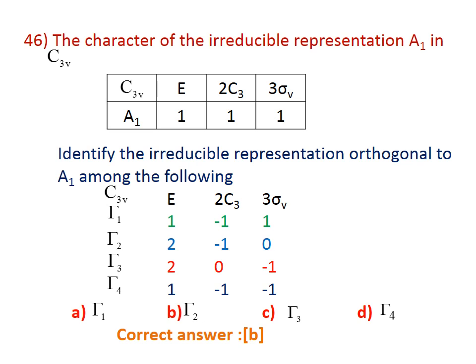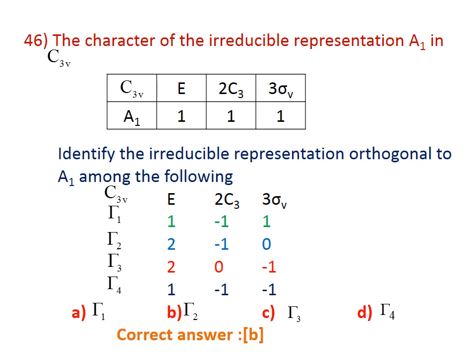46. The character of the irreducible representation A1 in C3v. Now let us consider C3 is given. A1 is, you know very well, 1, 1, 1. It is an example, a C3v character table. Identify the irreducible representation orthogonal to A1 among the following. You know very well in the C3v table, tau 2, 2, -1, 0. That is the correct answer. The tau 2 and A1 are orthogonal to each other.